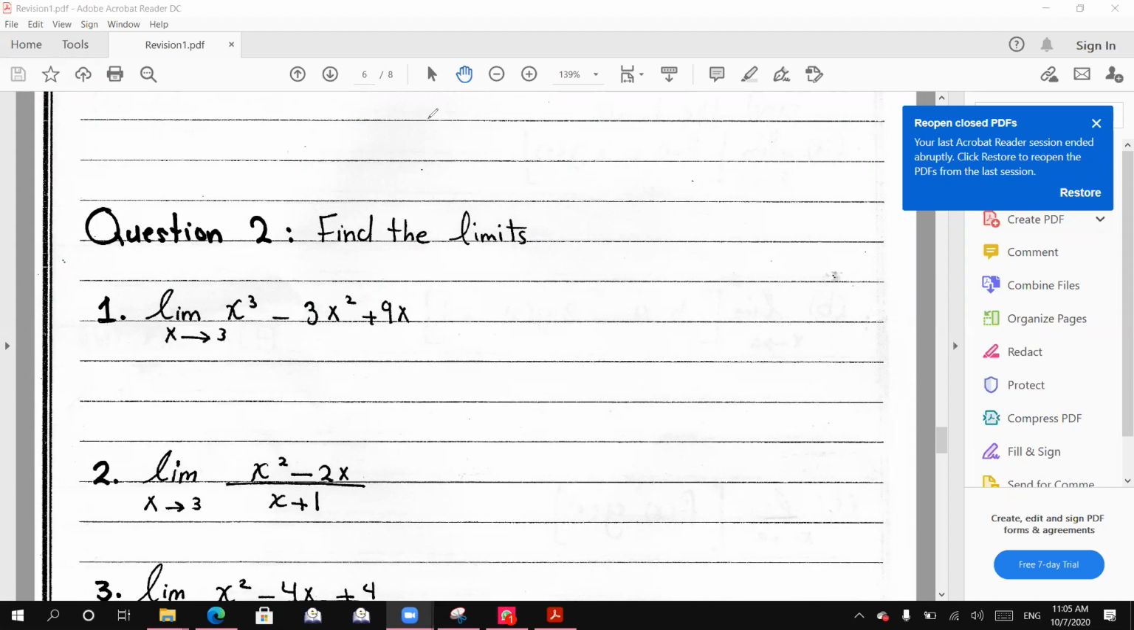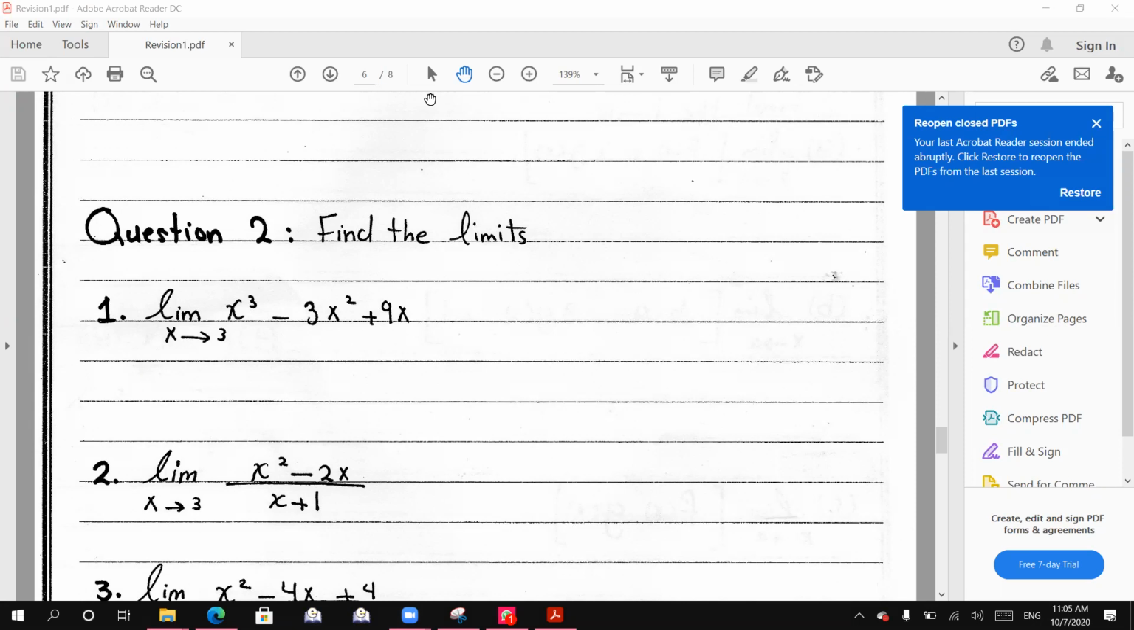Now look at question number 2 here. Find the limit. Now, if you look at number 1, is this a rational function or a polynomial function? Polynomial. So what does it mean? That means it's very easy for me. I just evaluate 3 into x. If I have a polynomial, it will be very easy for me.